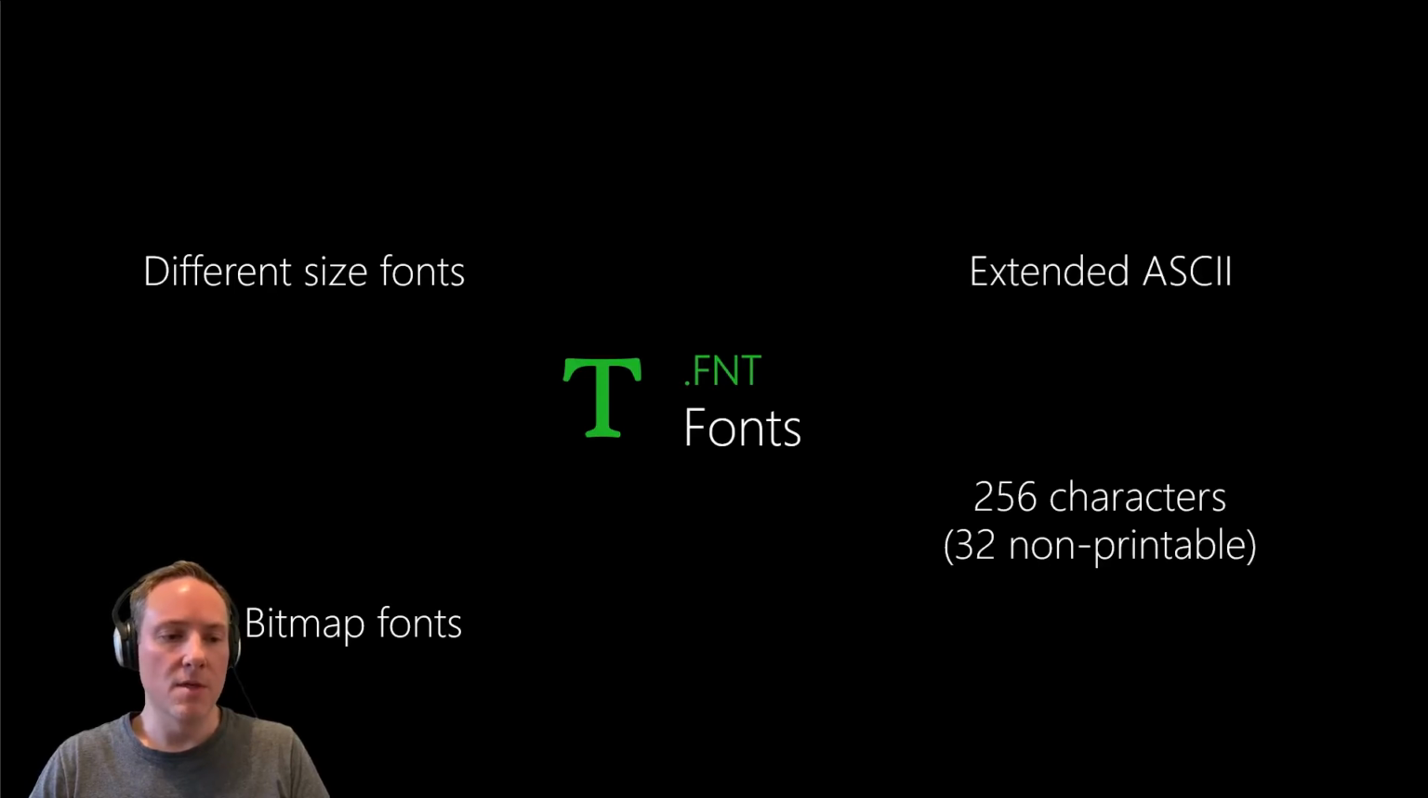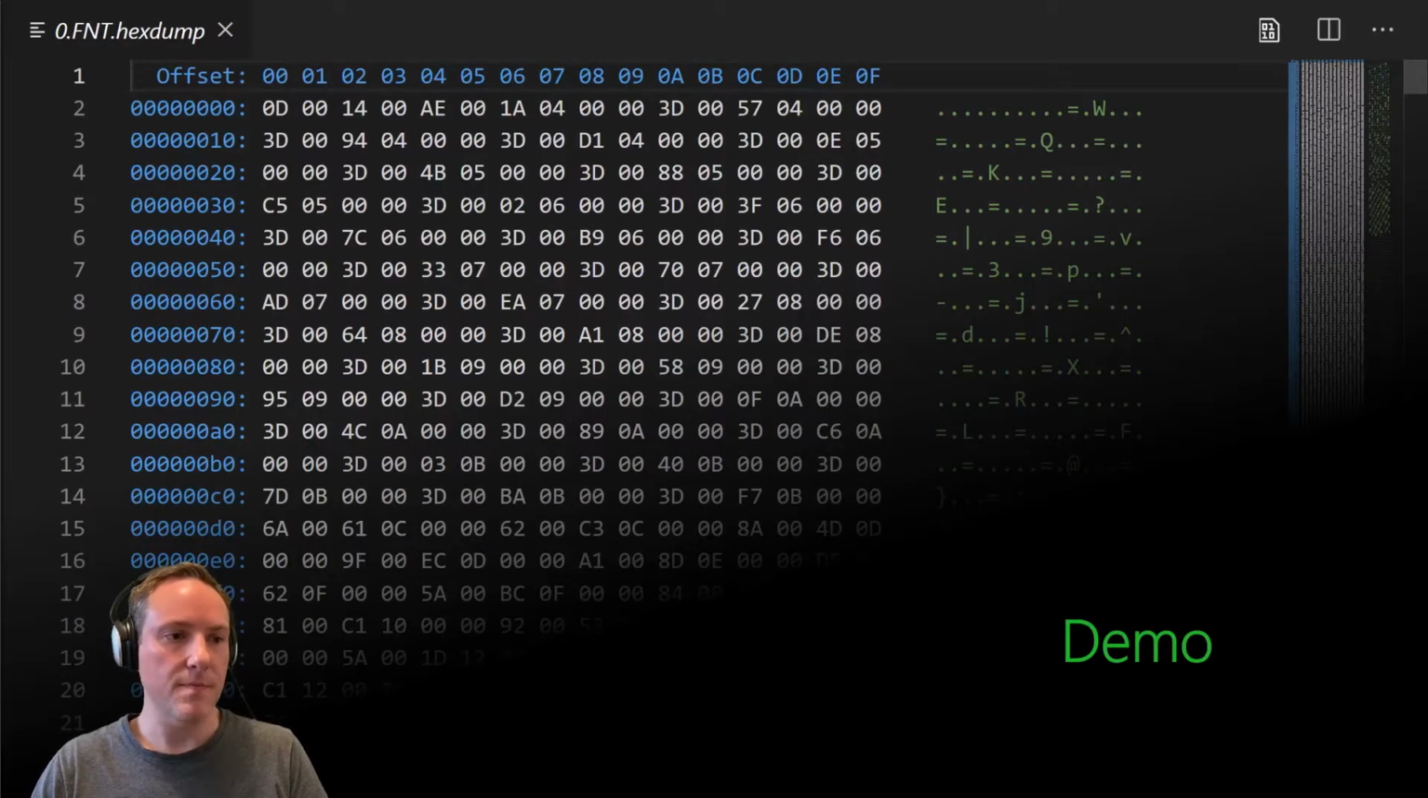And the predominant character set on PCs in 1995 was extended ASCII with 256 characters. And the first 32 characters in extended ASCII are typically non-printable. So each of these pieces of information, you'll see how they came out in the wash trying to reverse this format. Okay, so let's get our hands dirty.